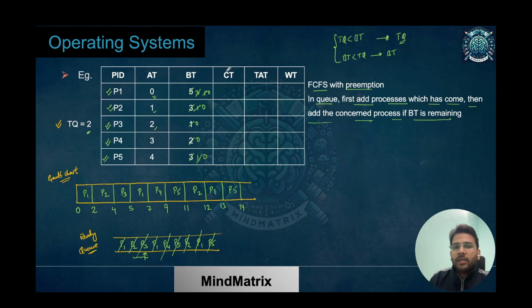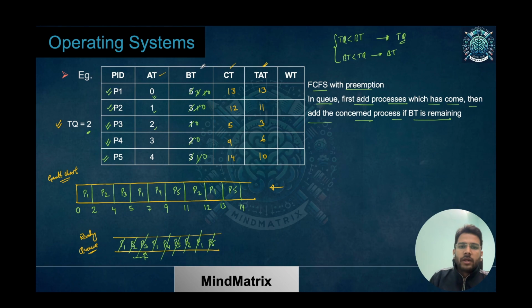We can find the completion time, scanning from the right hand side, right to left. For P1, the completion time is 13. For P2 it is 12. For P3 it is 5. For P4 it is 9. And for P5 it is going to be 14. Turnaround time is completion time minus arrival time. So 13 here, 11 here, 3 here, 6, 14 minus 4, it is going to be 10.